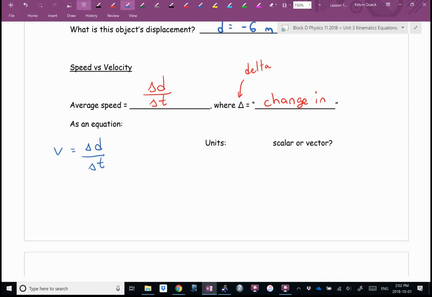So what are the units here? What do I measure distance in? Meters. Per. What do I measure time in? No, not in physics. So the units are kind of hidden in the question. It's meters per second. Is speed a scalar or a vector?